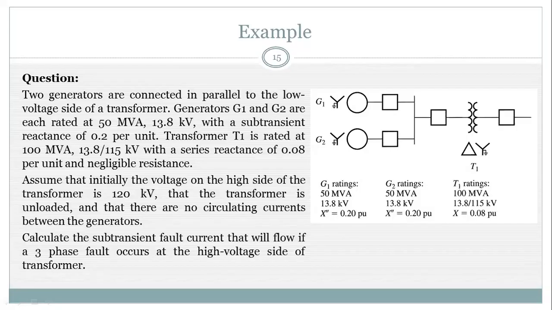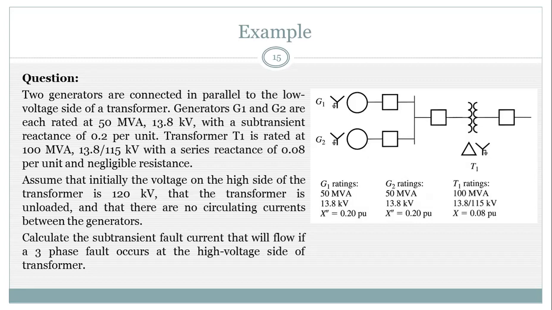So this is the next problem. The question for this particular mathematical problem is: two generators are connected in parallel to the low voltage side of a transformer. Generators Z1 and Z2 are each rated at 50 MVA, 13.8 kV, with a subtransient reactance of 0.2 per unit. Transformer T1 is rated at 100 MVA, 13.8/115 kV, with a series reactance of 0.08 per unit and negligible resistance. So these two generators are connected in parallel and their ratings are given here.